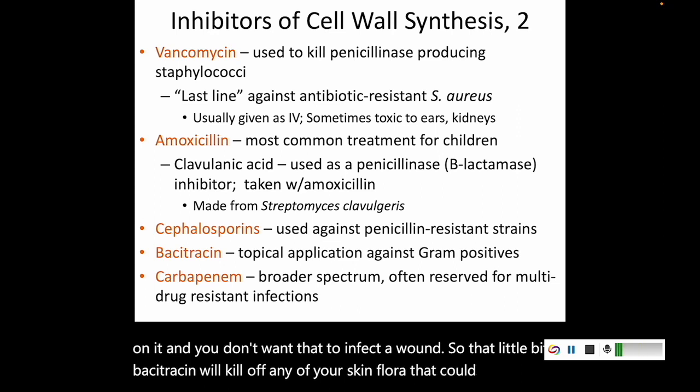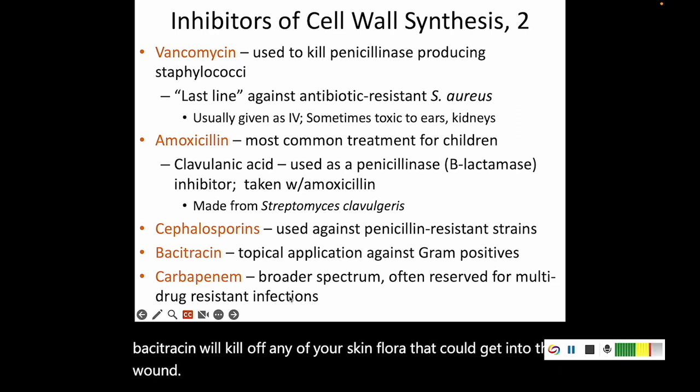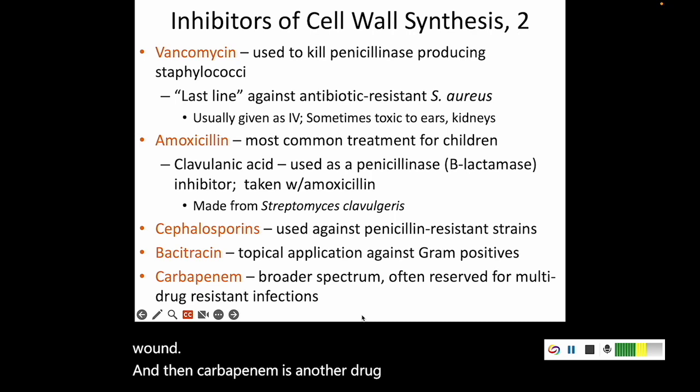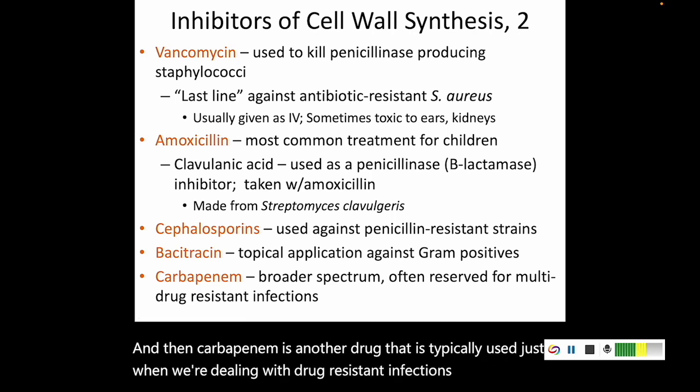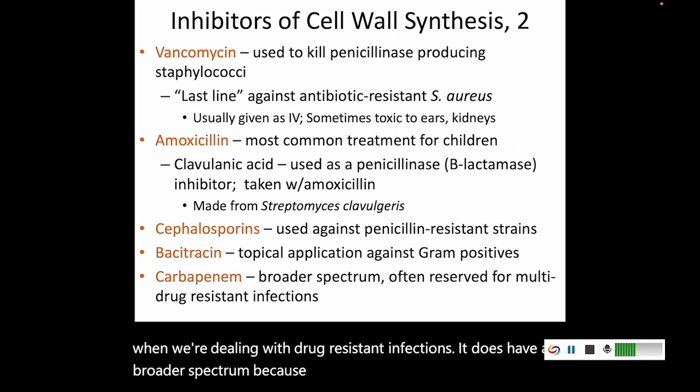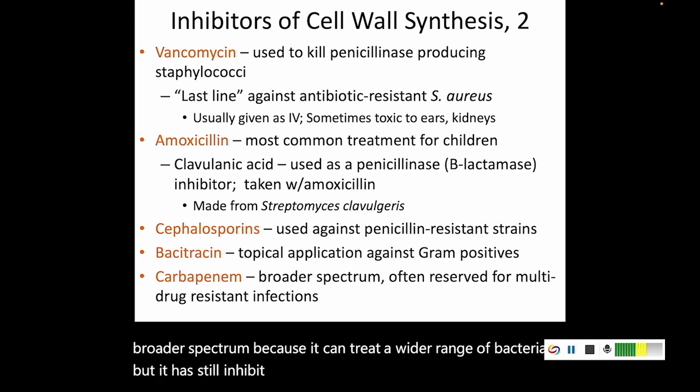And then carbapenem is another drug that is typically used just when we're dealing with drug-resistant infections. It does have a broader spectrum because it can treat a wider range of bacteria, but it does still inhibit the synthesis of those peptidoglycan cell walls.